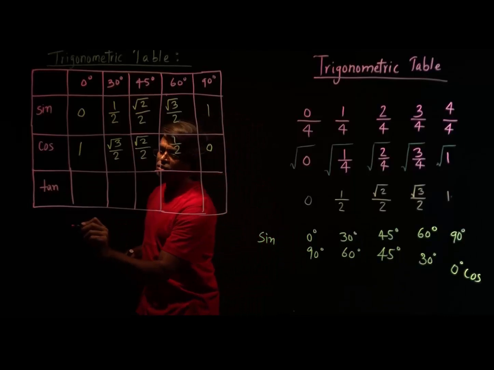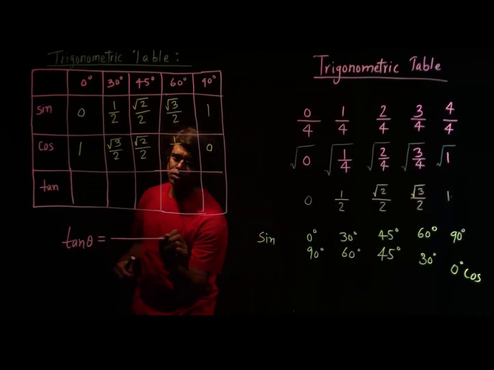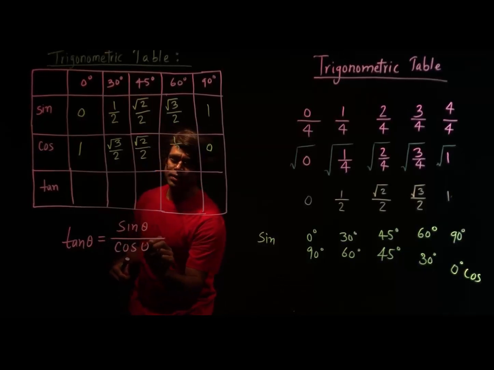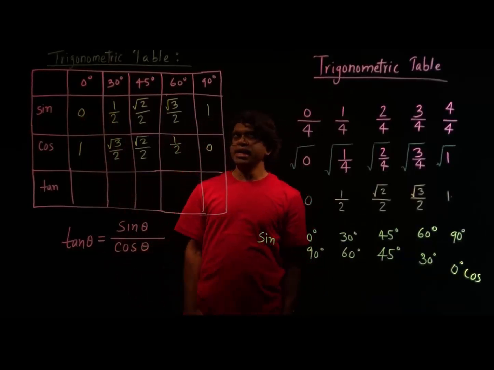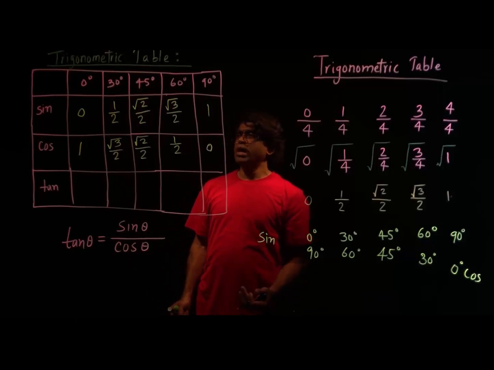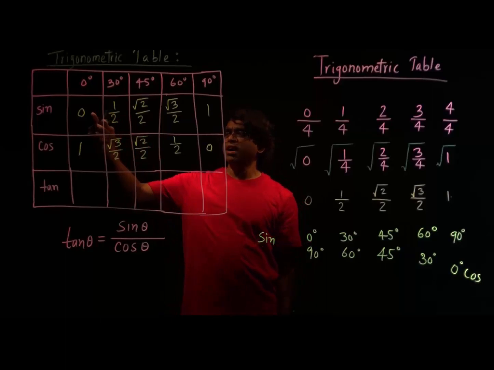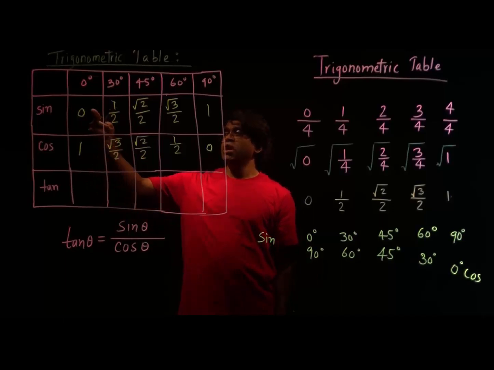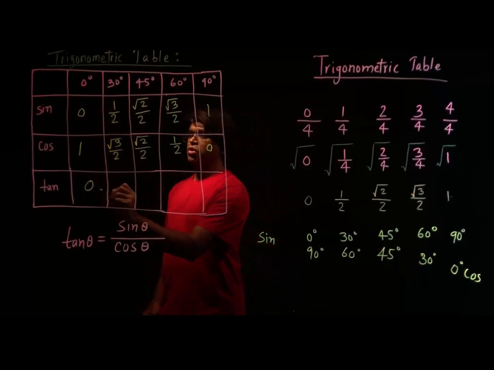Just to let you know, tangent theta is equal to sine theta over cosine theta. So basically, if I divide sine by cosine, I will get tangent. So what I'm going to do is divide each individual value of sine by the individual value of cosine. And if you look closely, I have written it in that form. So I can divide 0 over 1. 0 over 1 is 0.